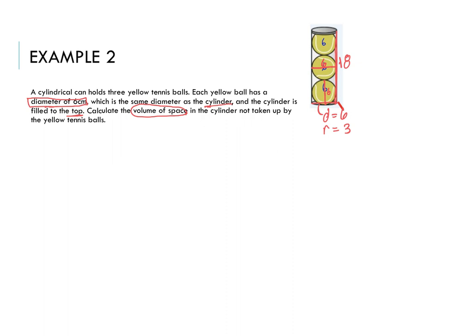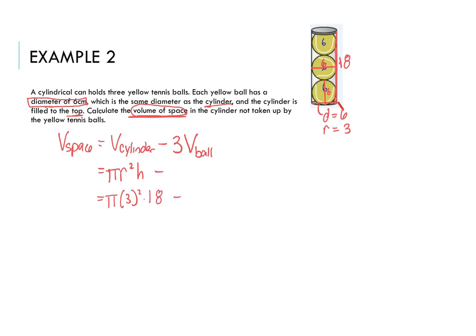And we're trying to find the volume of the space not used by the tennis balls. So the volume of the space is going to be the volume of the cylinder minus 3 times the volume of each ball. Let's first talk about the volume of this cylinder. With a cylinder, it's pi r squared times the height, and we have the radius, which is 3, and the height, which is 18. So we're all set for the volume of the cylinder.